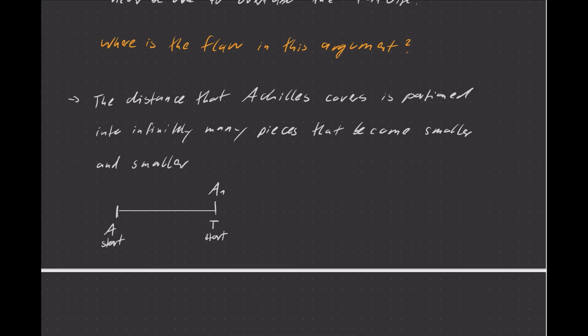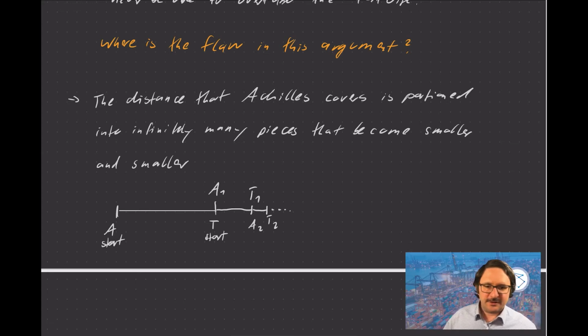In the same time, the distance for the tortoise has increased. That distance that the tortoise has covered, let's say it's this here. So this is where the tortoise stands at the same time. Then Achilles will cover the additional distance. So at some point he's reaching this here. But again, the tortoise will have moved on. So that's tortoise 2 and so on. So the distances become smaller and smaller, and there will be infinitely many.